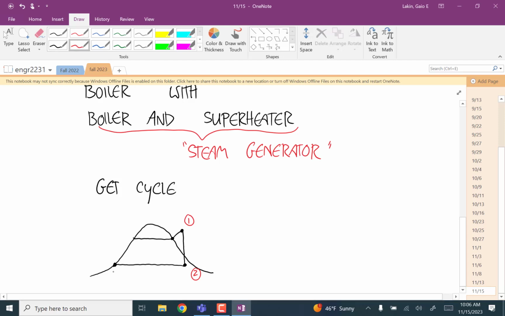It goes through the condenser. So this is the state 3. And then the pump. So this is the state 4. So all the way from 4 to 1 is the steam generator. This is the turbine. From 2 to 3 is the condenser, and from 3 to 4 is the pump.